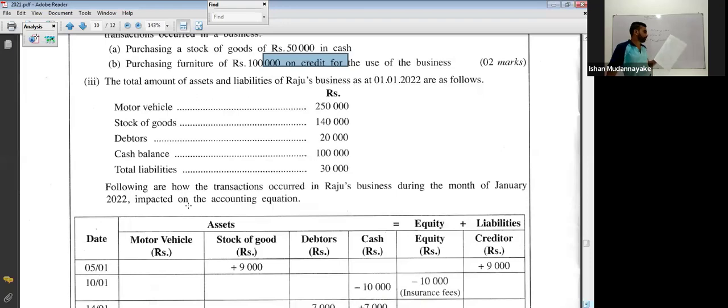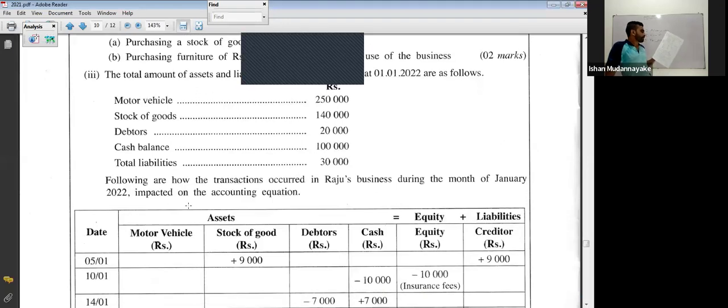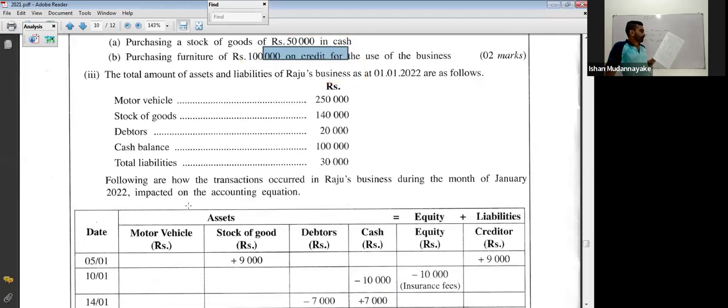Right. Now, Roman number 3. The total amount of the assets and liabilities of Raju's business as at 1st January 22 are as follows. Now, opening balances: motor vehicle, stock of goods, debtors, cash balance, total liabilities. These are the opening balances. Following how the transactions occurred in Raju's business during the month of January 22 impacted on the accounting equation.